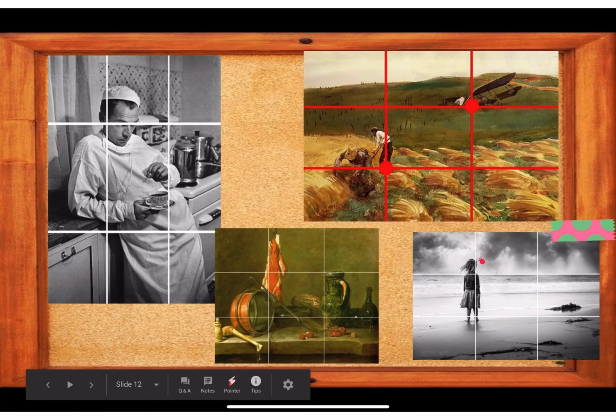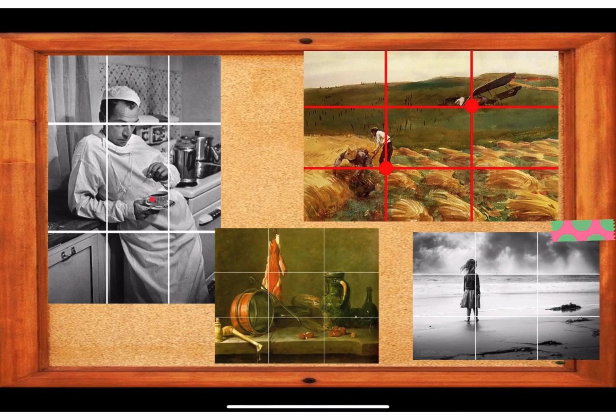And then you can see photographers here and here using this concept. This picture of the sharecroppers, the people in the foreground are on this, close to this sweet spot, and then you've got the crash plane back here on this intersection. And then again, the candlestick and the vase.